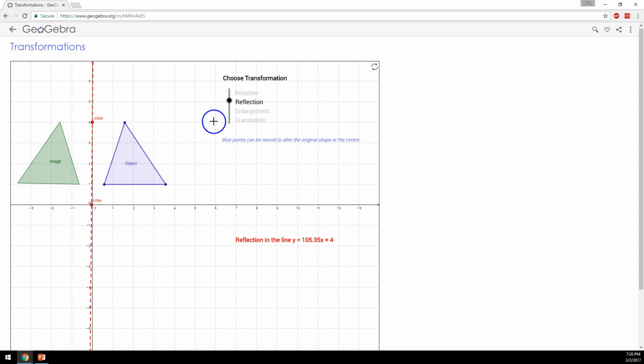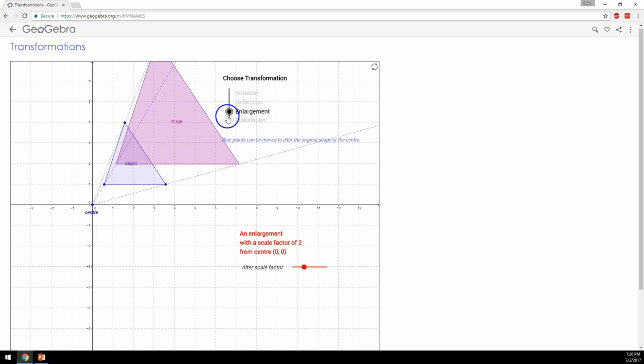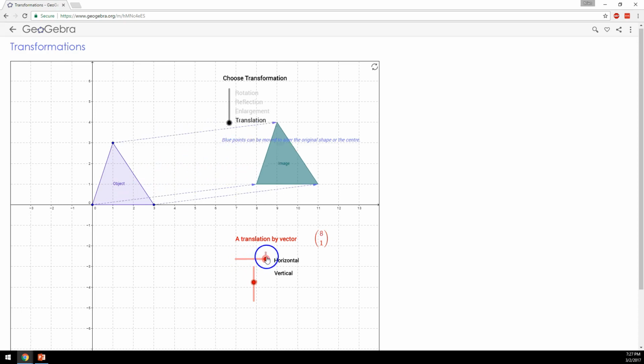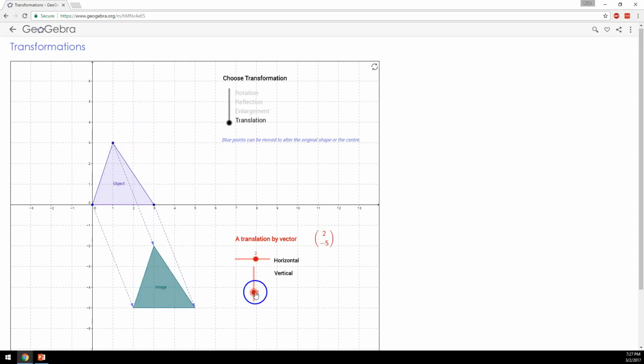Then we have a translation. So I'm going to move this down a little bit. Translation simply means that it's going to be moving around. So right here, place it there, and you can see you can move to the right. You can also move to the left. You can also move up, and it can also move down. So these are a couple ways that a figure can be translated.